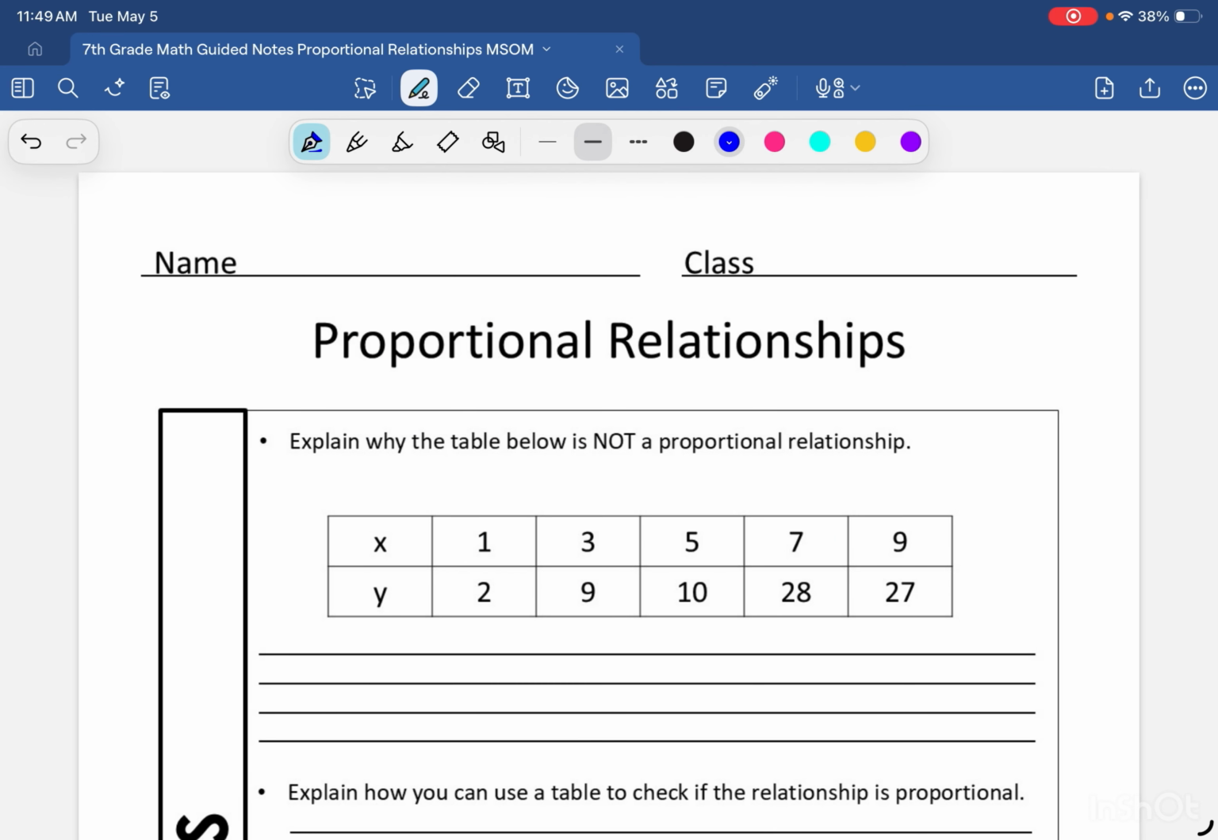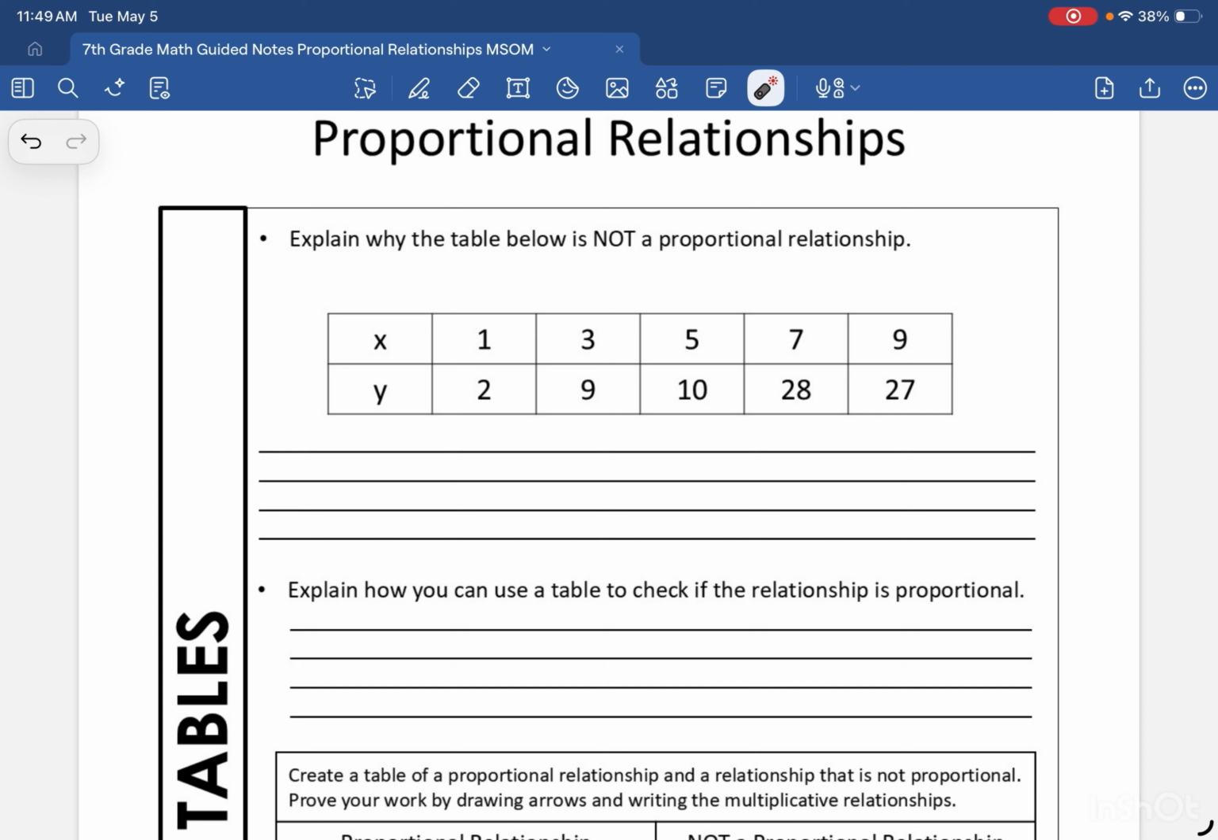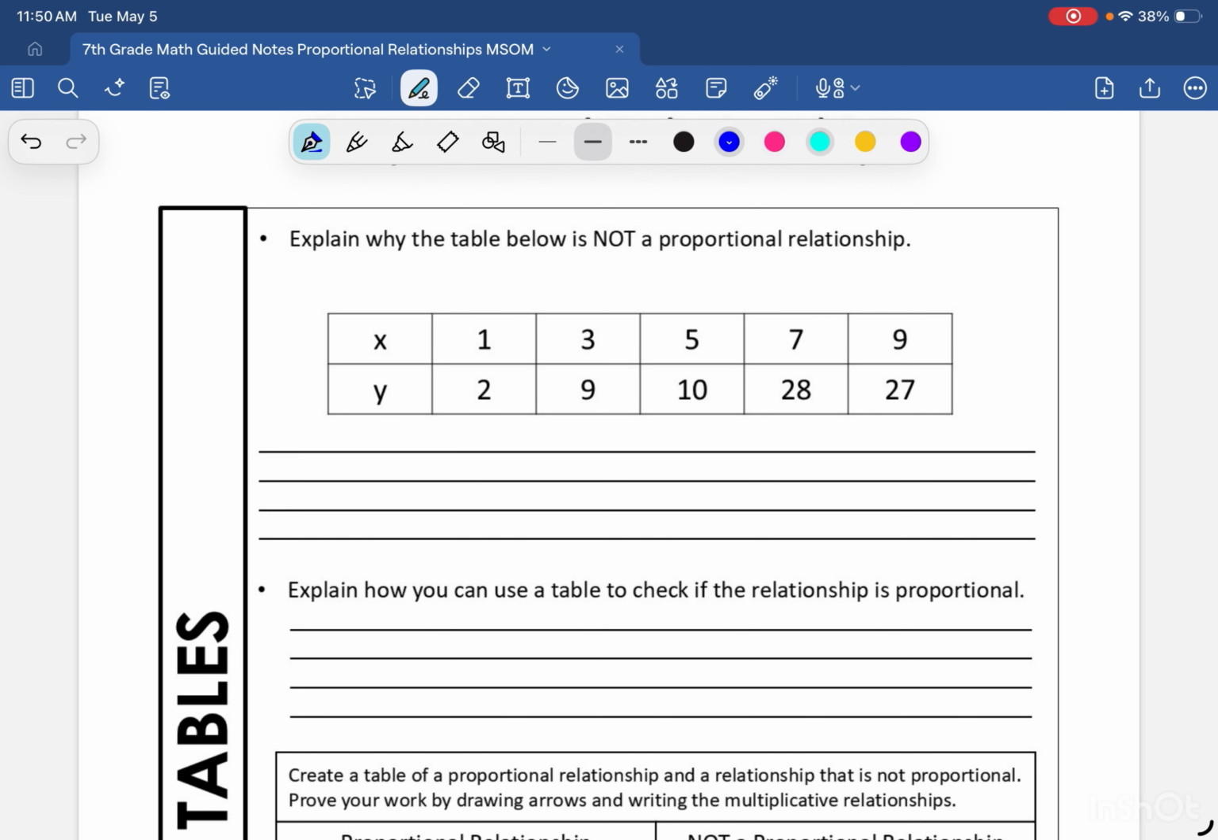Let's look at this table here. We are to explain why this table below is not a proportional relationship. Let's look at the relationship between the x's and the y's. If I'm going from 1 to 2, that's multiplied by 2. 3 to 9 is multiplied by 3. Technically, I don't even need to go anymore because I know that if I'm looking at the relationship between x and y, it has to all be the same. But I'm just going to look at some more.